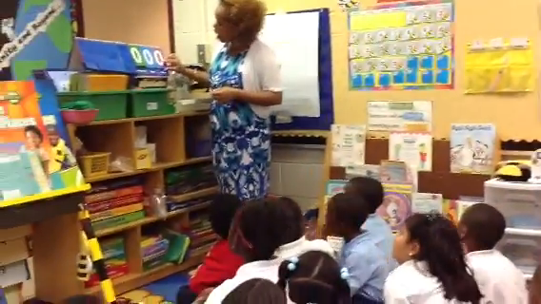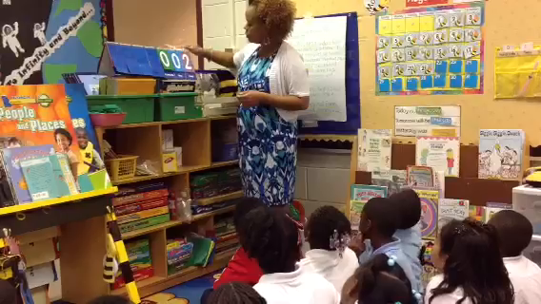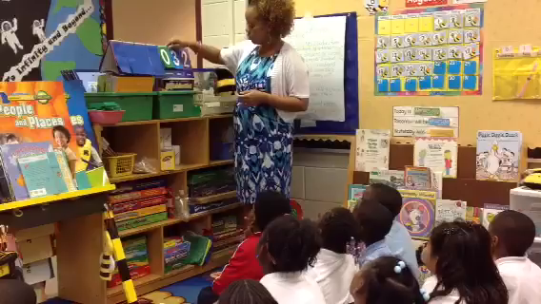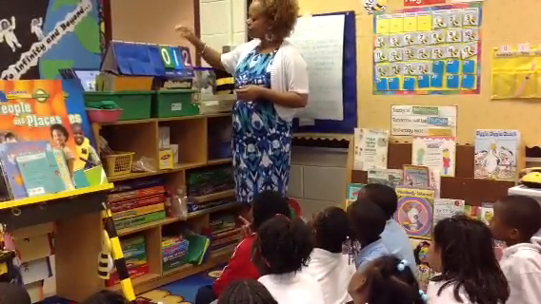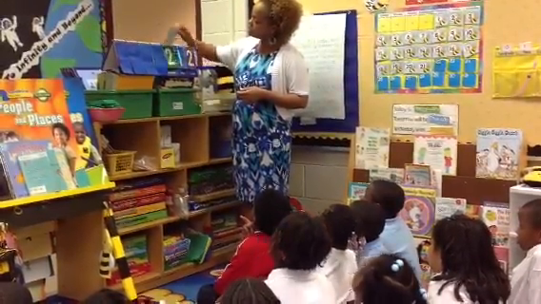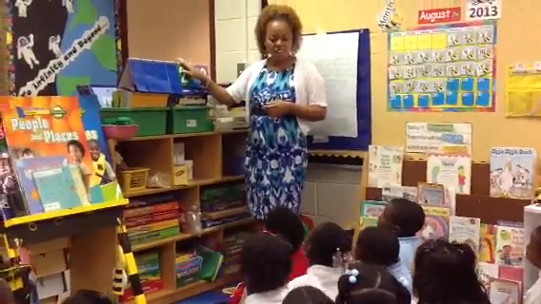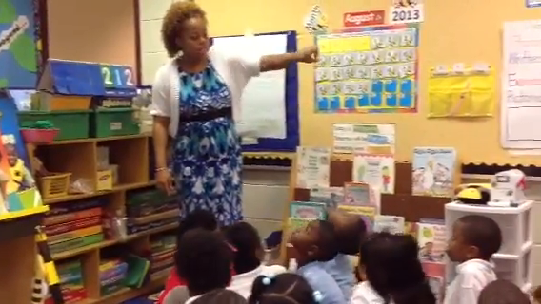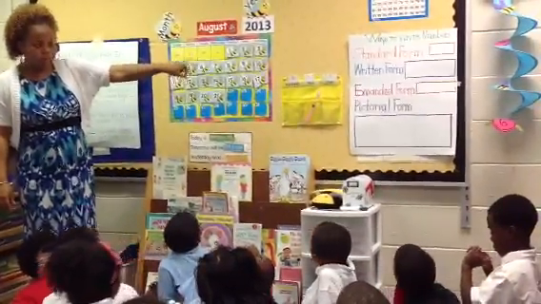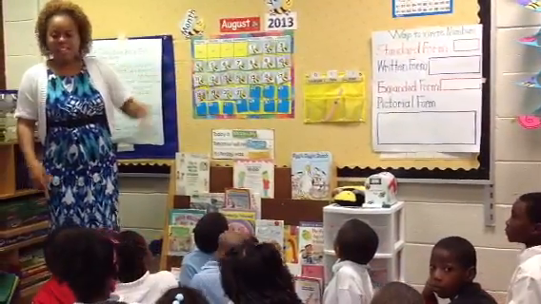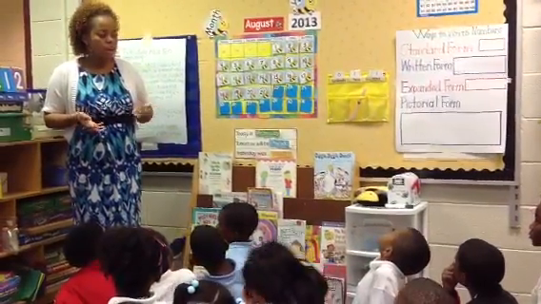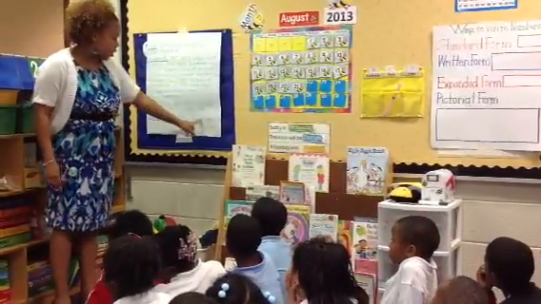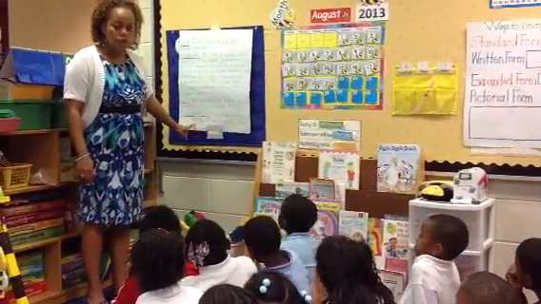So right now, I'm going to choose a number. 212. Very good. And then we're going to see how that number breaks down in ways that we can write in standard form, written form, expanded form, and pictorial form. And sometimes you may hear the word pictorial being used as picture form or model form. Those are some of the same words that you have listed in your vocabulary words for your unit.